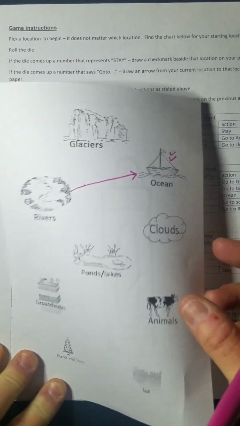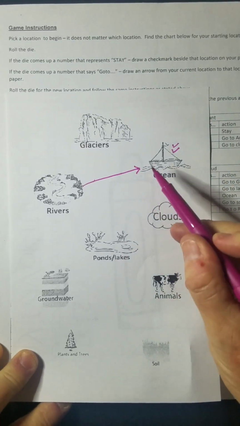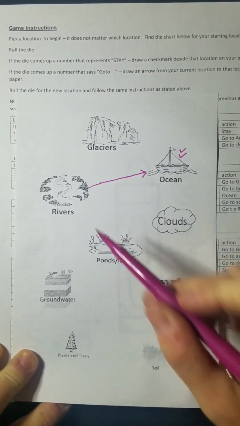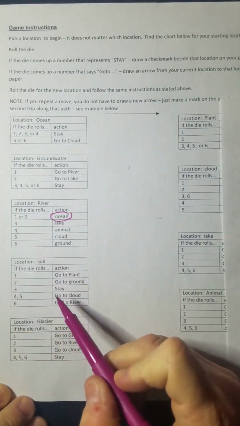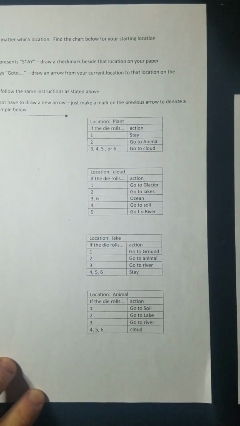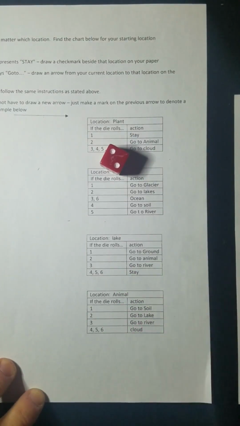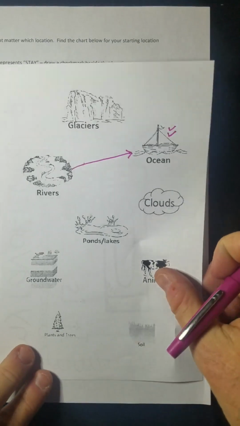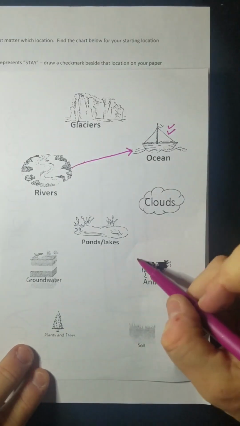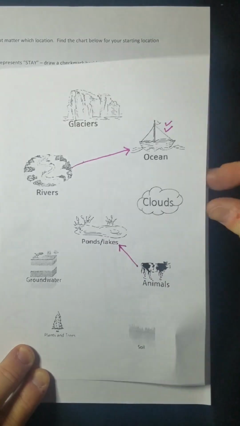Now, you're going to do this all class period, or most of the class period, and you're going to have lines going all over this sheet. For example, I'll do another one. I'll pick a spot. Let's say animal. Roll the dice, and I get a 2. If I'm at the animal position and I roll a 2, I go to lake. So I'm at animal. I roll the 2. I'm going to draw a line to lake.